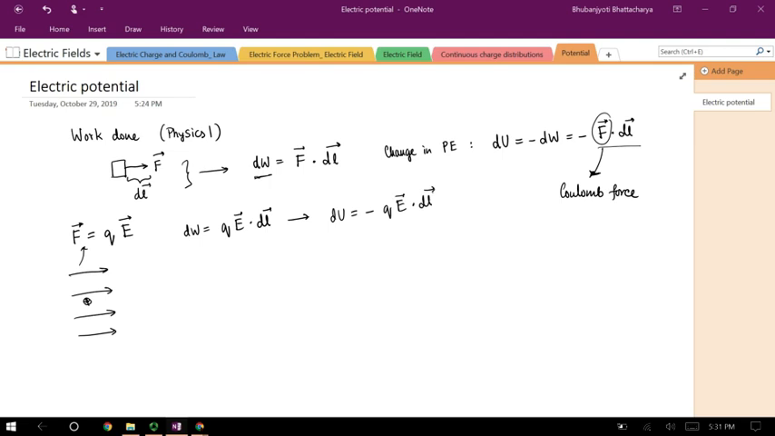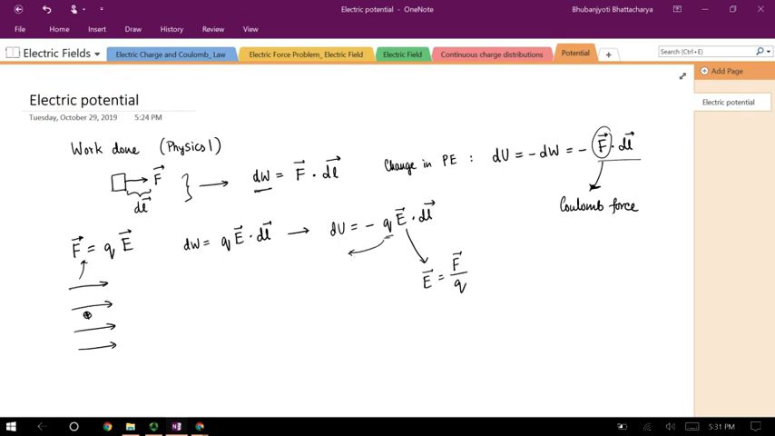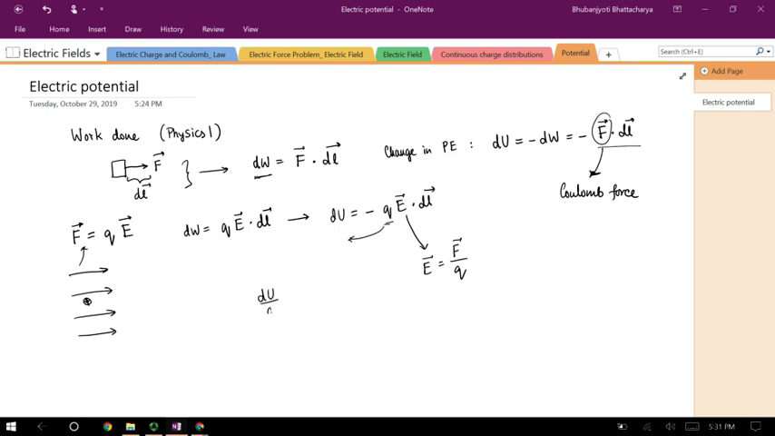Remember what electric field was. The electric field is the force on a unit positive charge, right? In other words, E was equal to F divided by Q. So similarly, I can take this charge to the other side and write dU over Q is equal to negative E dot dl. And this is where the idea of potential difference, or potential itself, comes from.